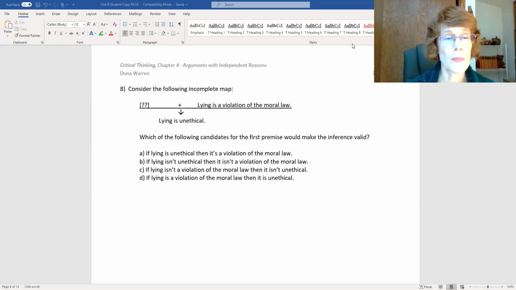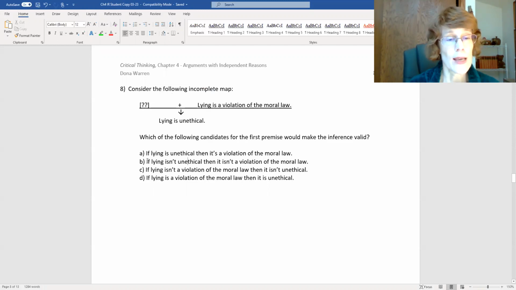In the first one, passage 8, I'm imagining that we have a conclusion we want to establish. In this case, lying is unethical, and a reason for that conclusion: lying is a violation of the moral law. We want to add a missing premise or a hidden assumption that will make the inference valid because it's our argument. We want the inference to be as strong as we possibly can.